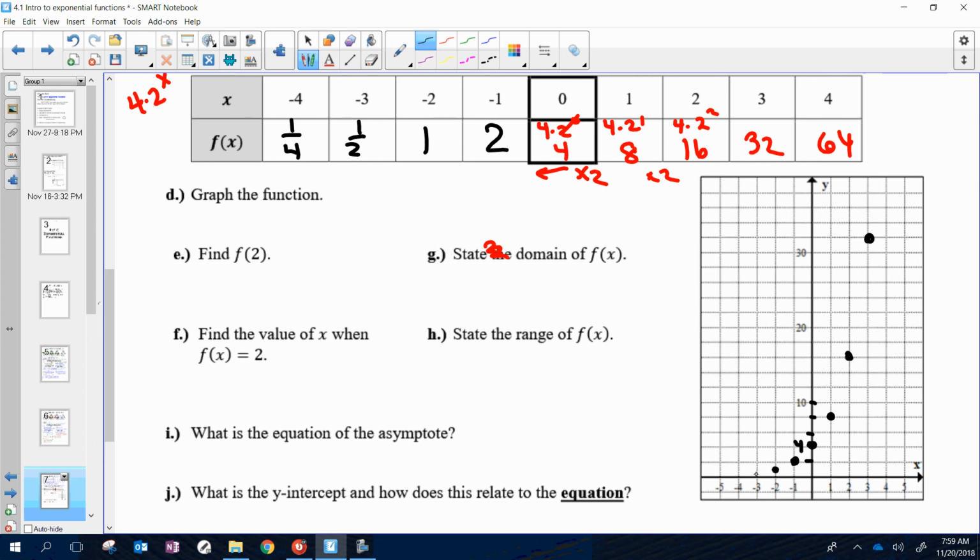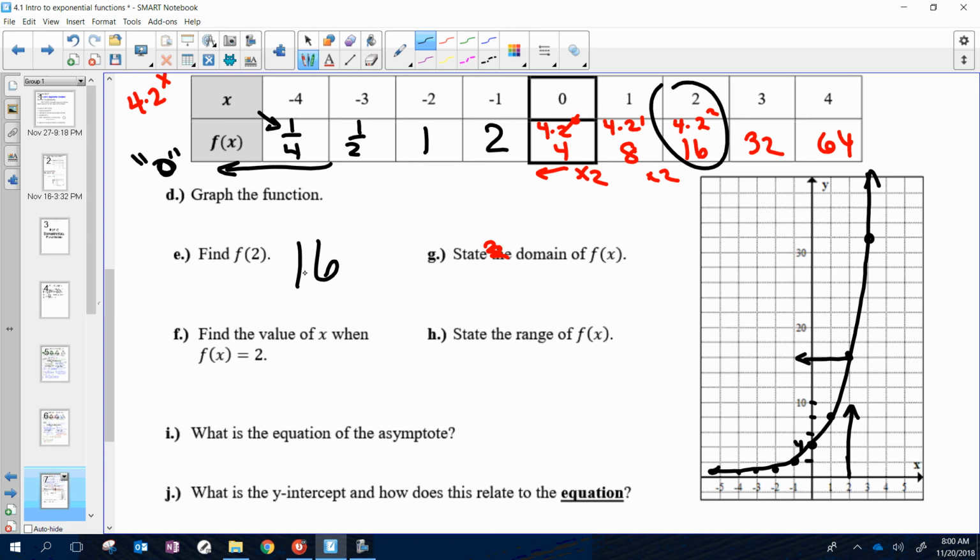That'll be here, and you keep getting closer and closer. These fractions are going to get smaller, but never really hit 0, because you'll always have a positive 1 on the top. So the graph is going to go like this. Closer and closer and closer and never hit. So f of 2, if I want to know what it is at 2, I look right here, should be 16.